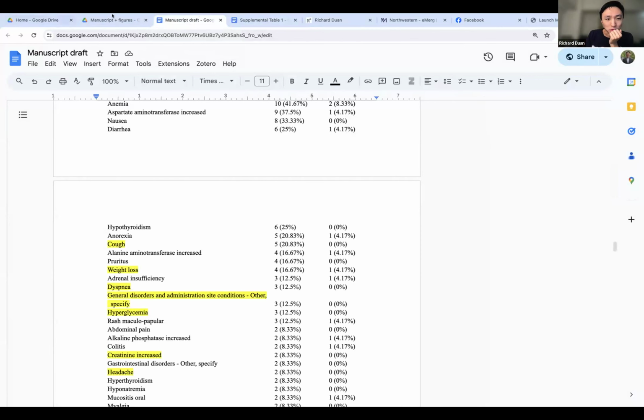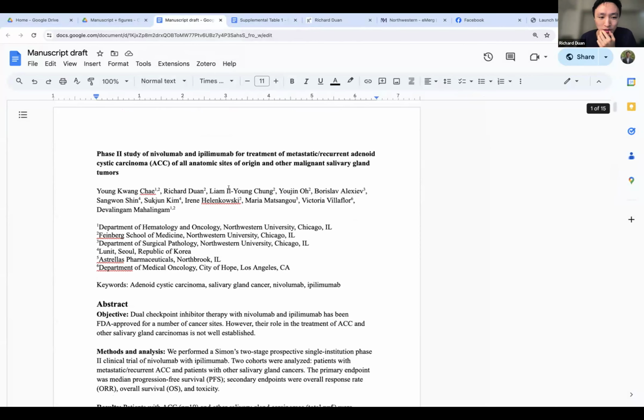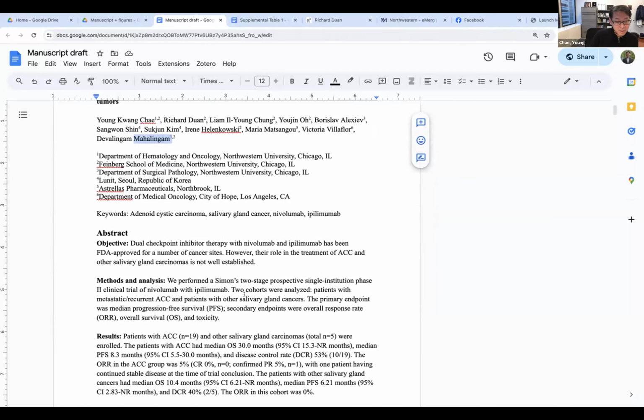So I've been working on finalizing this study. This week I got all the people on the study to approve it, except for Victoria. So I just emailed her. I'll wait for her to get back with the conflicts. And then Dr. Mahalingam made some recommendations that I wanted to run by you to make sure that they're okay.